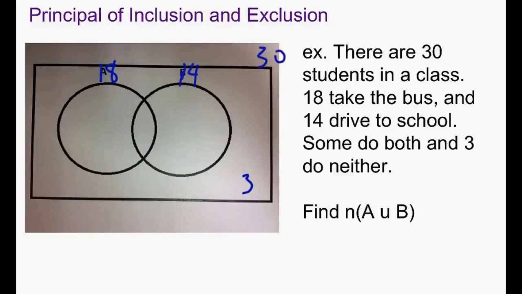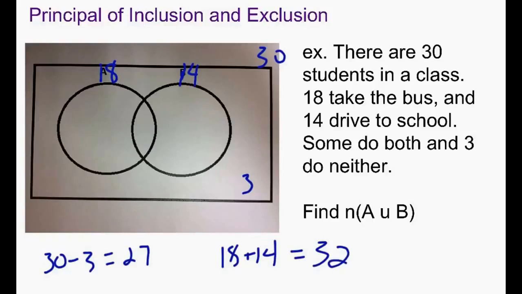Okay, so let's do the math on this to make sure we have it all figured out. So if there's 30 people total, and we have 3 people that do neither, then we only have 27, right? If we go 30 minus the 3, that gives us the 27 people that do at least one. But then if we go 18 plus 14, what's that work out to? 32.